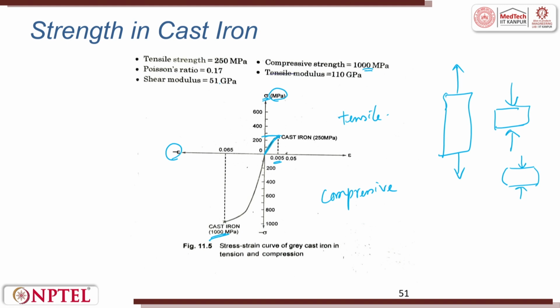Right. The shear modulus is around 51 GPa, the compressive stress is around 1000 MPa and the tensile modulus is around 110 GPa. The Poisson's ratio value is around 0.17. So, it is good for compressive load as compared to tensile.